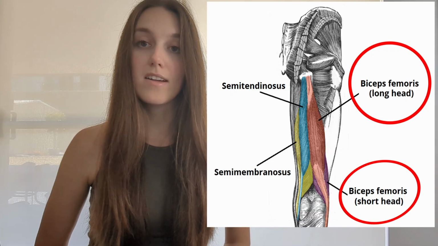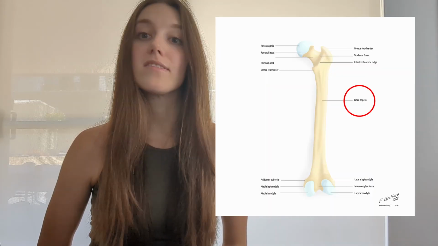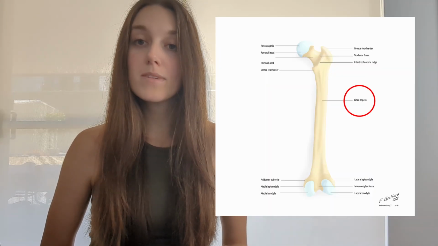Your long head starts from your sit bone, that ischial tuberosity, and then your short head starts on the linea aspera of your femur, which is your thigh bone, and then they both come down and merge to then attach onto the head of your fibula. Now your hamstring muscles as a whole work together to bend your knee, bring your leg back, so what we call hip extension, and they even play a role at rotating your lower leg outward.